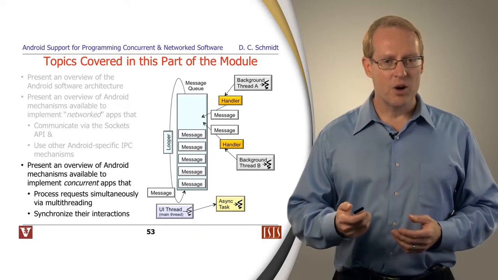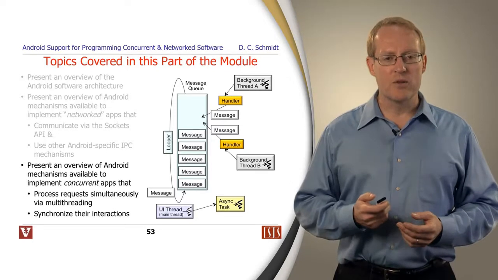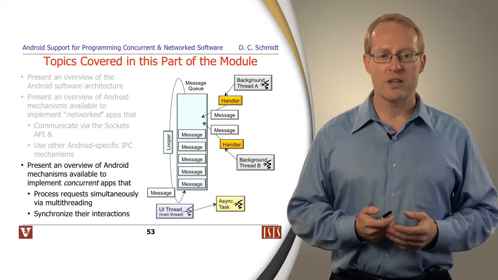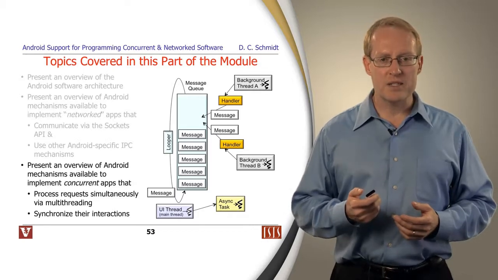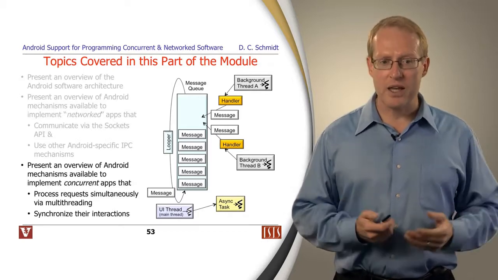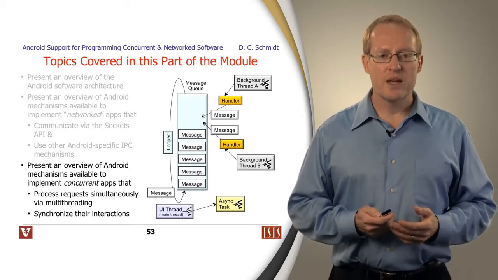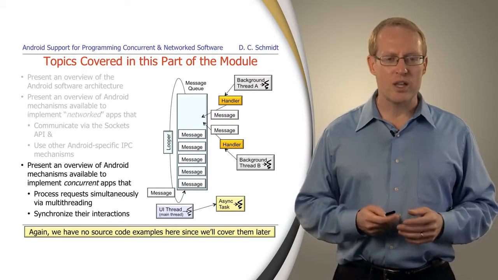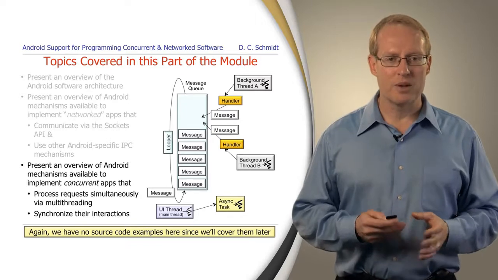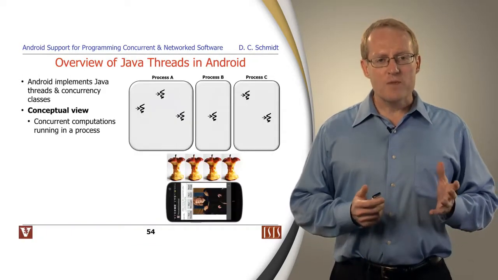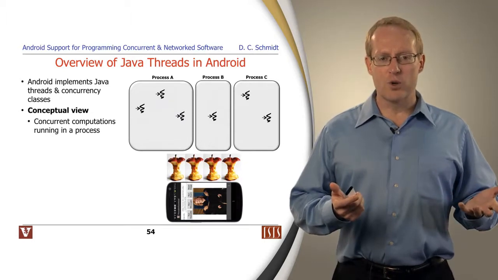In this part of the module, we're going to present an overview of the Android mechanisms available to implement concurrent applications that can process threads simultaneously via multi-threading, as well as synchronize their interactions. Again, no real source code here, a couple of interaction diagrams and so on, but we'll cover the programming later. So let's first start by talking about an overview of Java threading.